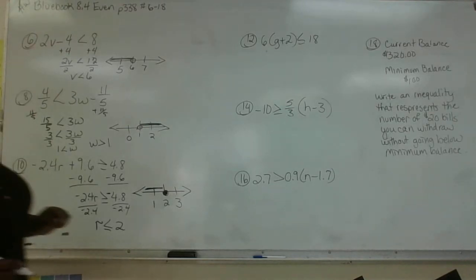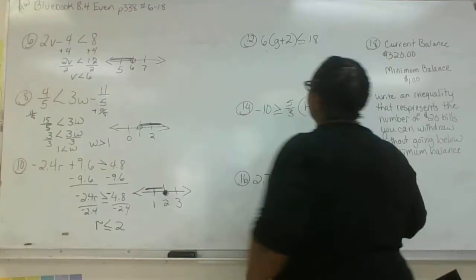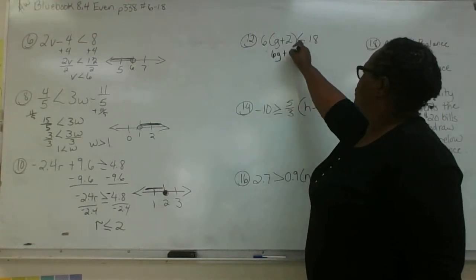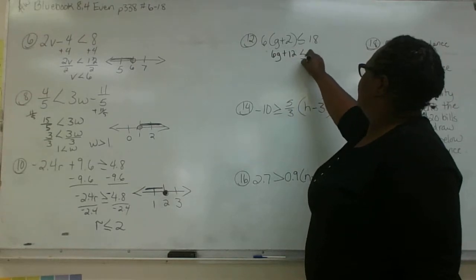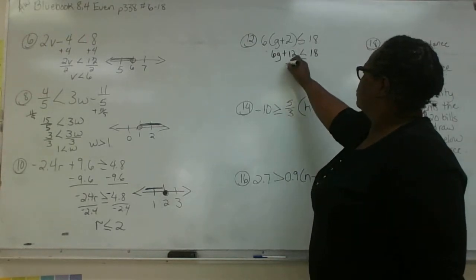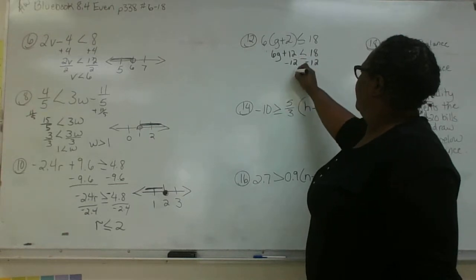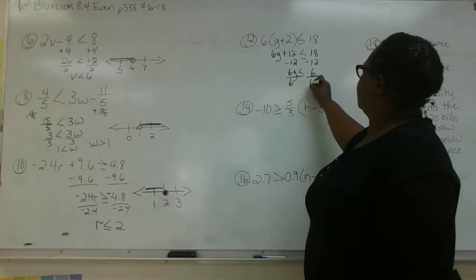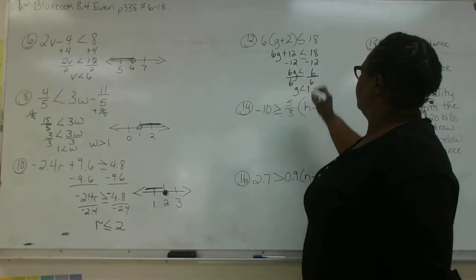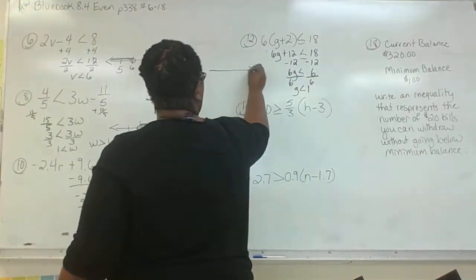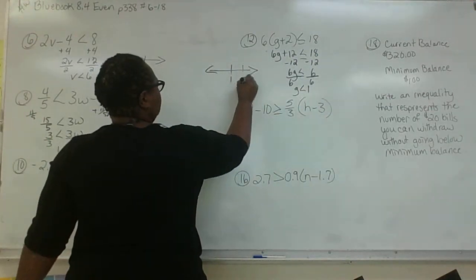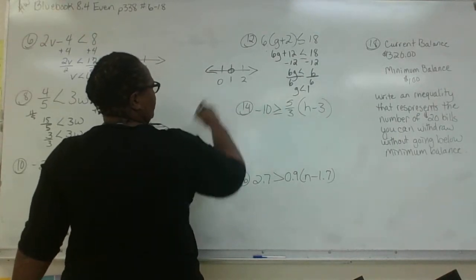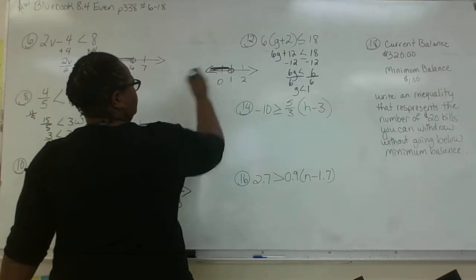Okay, let's move forward. Here for number 12, we have the distributive property. 6 times g is 6g plus 6 times 2 is 12, less than or equal to 18. We remove our 12, and we have 6g is less than or equal to 6. Divide both sides by 6, and g is less than or equal to 1. Okay, so when we graph, we have our 1, and so we want all values that are less than 1. So we start at 1, and we graph to the left.